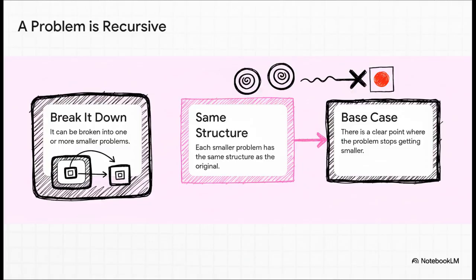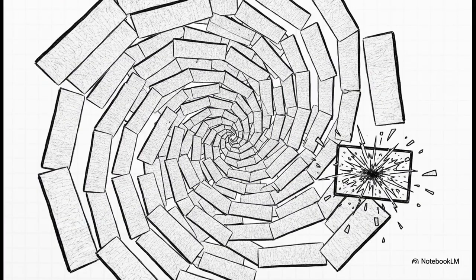And I really want to stress this. That base case is non-negotiable. It's not a suggestion. Without a clear finish line, your process doesn't solve anything. It just runs forever until your system runs out of memory and crashes.